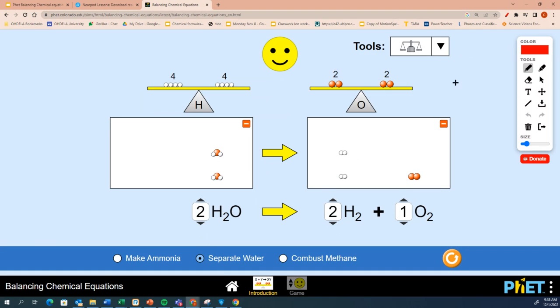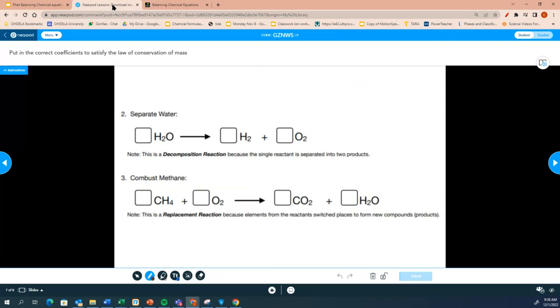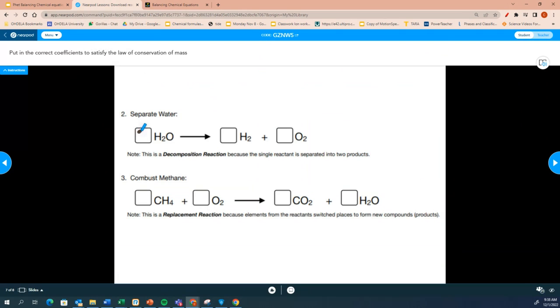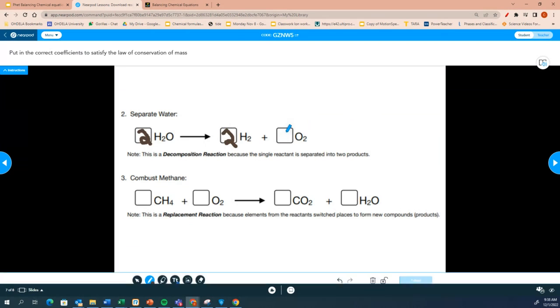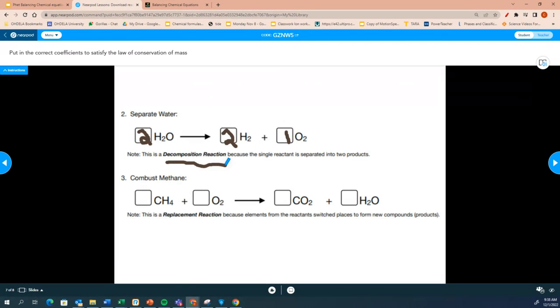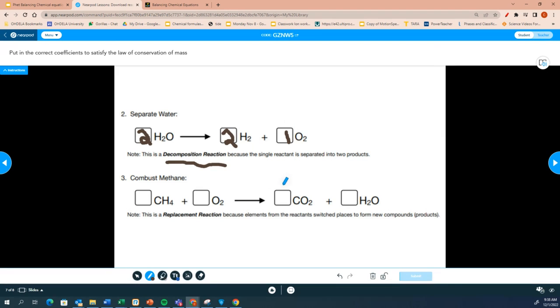I can't write on this one. 2, 2, and 1 on your screen. So I'm going to put the 2, 2, and 1. Okay, so this is a decomposition reaction. We'll be talking about that.